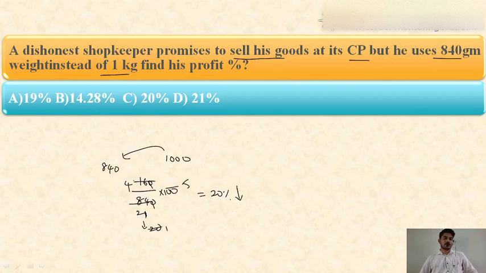So which one is nearer to 20%? My answer is definitely not 20 percentage. Since my answer is very near to 20%, my answer will be 19%. So the shopkeeper is getting a profit of 19 percentage in this transaction here. I hope you are clear with this explanation. Let us move to the next question here.